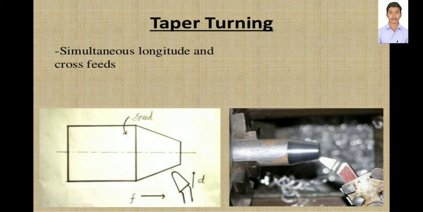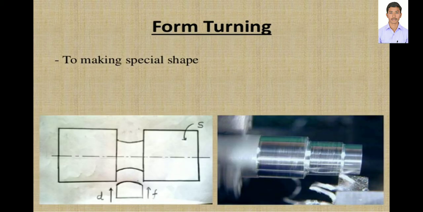So you can see the diagram of the taper turning operation. The cutting tool should be moving at some angle of inclination. The material should be removed as chips, layer by layer, from the workpiece. That is the taper turning operation, with simultaneous longitudinal and cross feeds. The cross feed means the angle of inclination occurs in the taper turning operation.